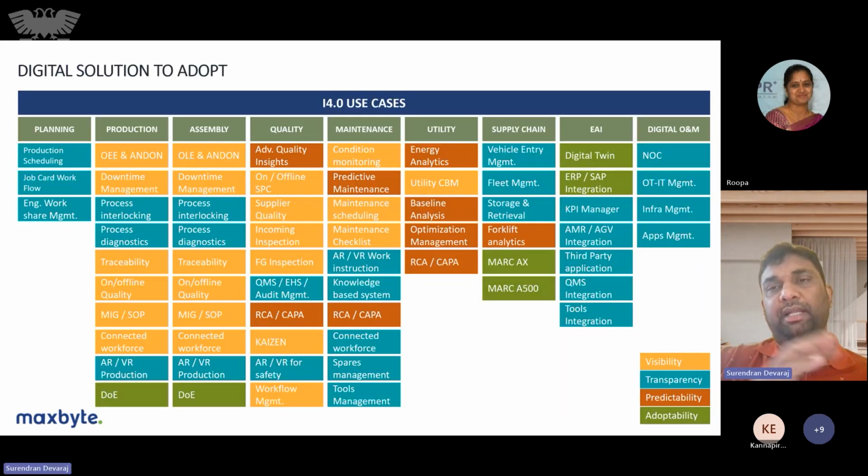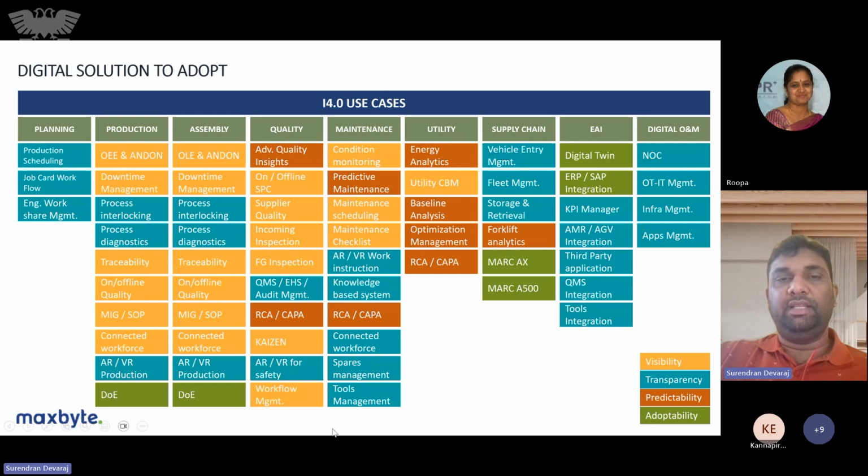Coming into the manufacturing aspect, so far we have seen the design aspect. Manufacturing is one of the key areas. Once a product has been designed, it can be manufactured, and there are various stages from the gate till dispatch: planning, production, assembly, quality checking, maintenance, utilities, supply chain team, enterprise application, and then operation and maintenance. There are multiple areas where digital solutions can be adopted.